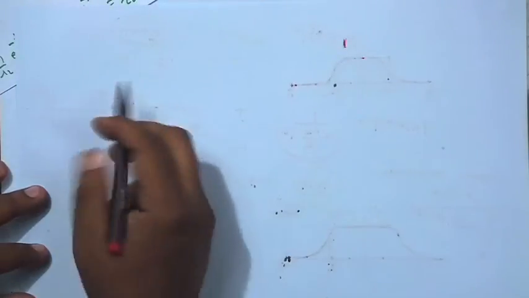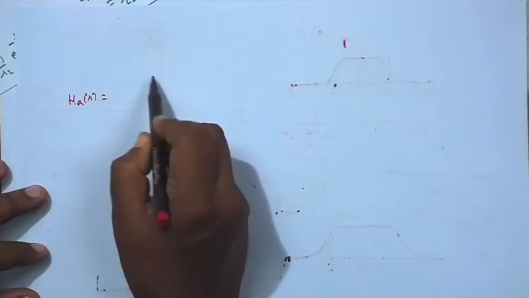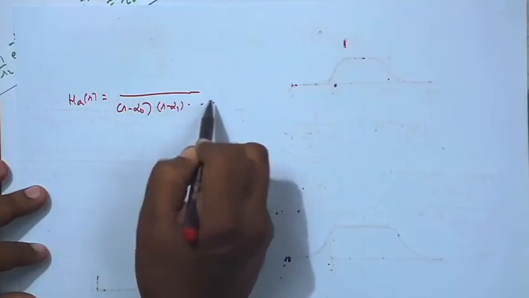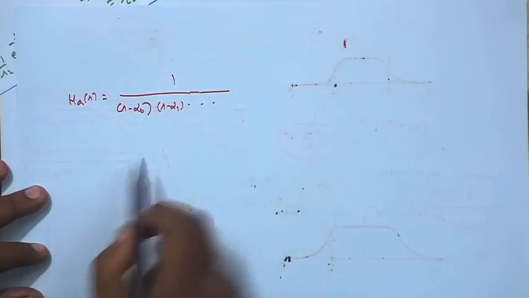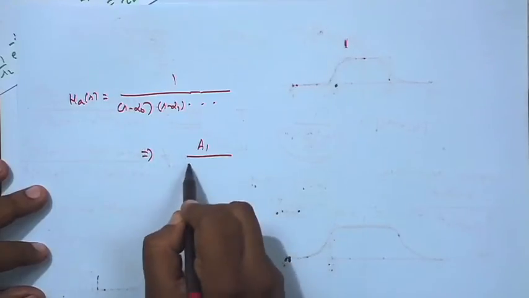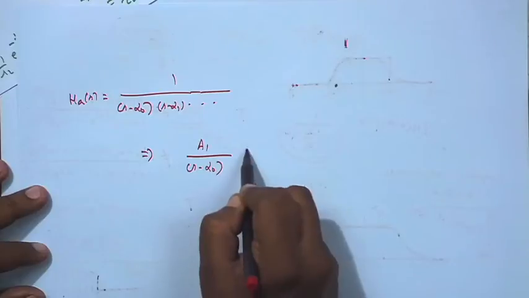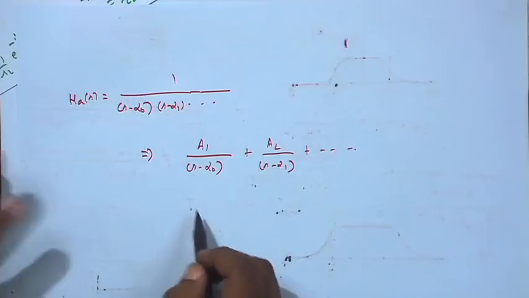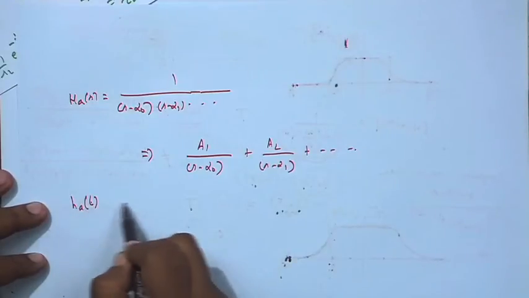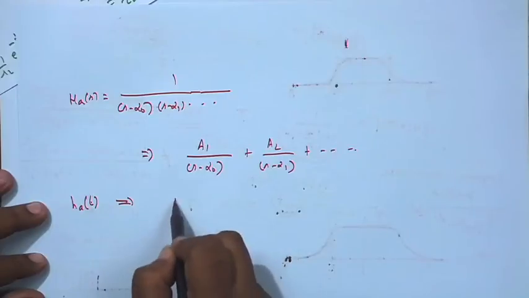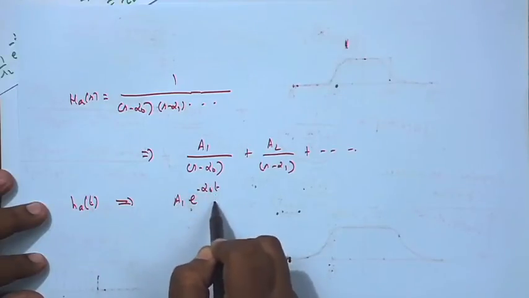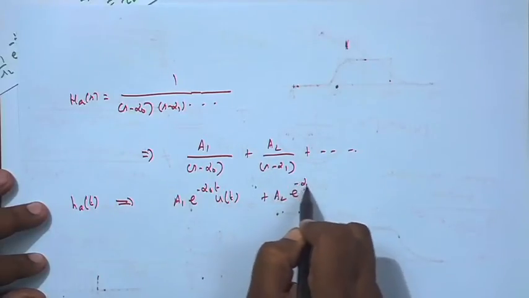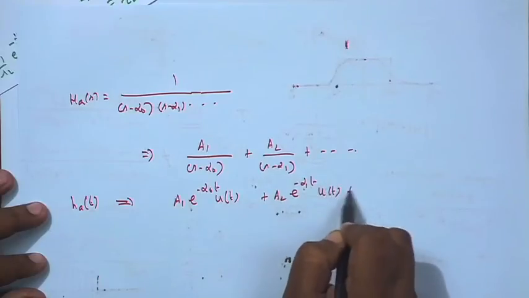It will be rational because Ha(s) will have this kind of form, right? s minus alpha 0, s minus alpha 1, and so on. It will give rise to some first order factors, if you go for partial fraction, A1 by s minus alpha 0 plus A2 by s minus alpha 1, and so on. If you take the analog inverse Laplace transform, you will sample it at capital T. So, it will be A1 e to the power minus alpha 0 t, and since it is causal and stable, this plus A2 e to the power minus alpha 1 t, again u(t), and so on.